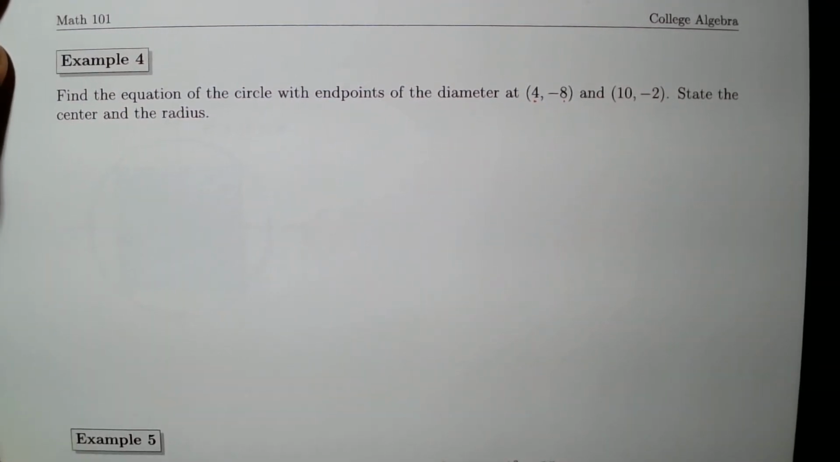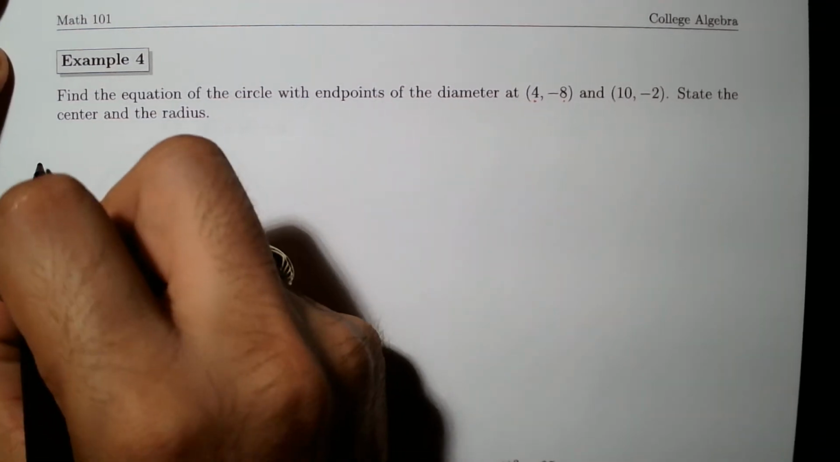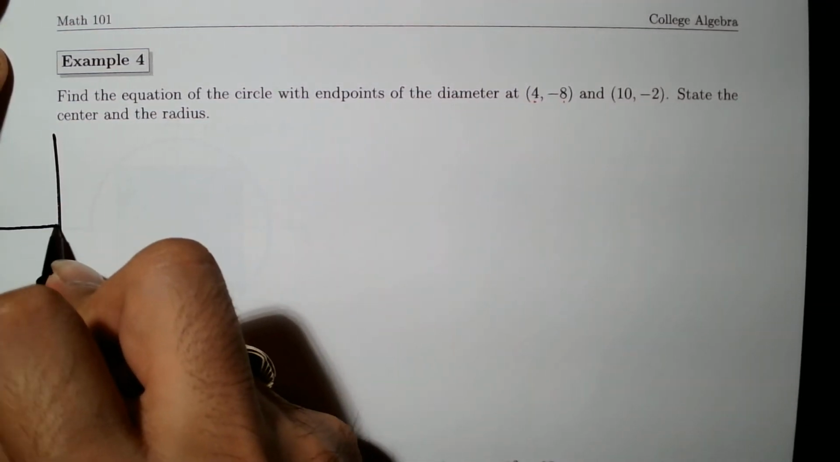State the center and the radius. Alright, so in order to get the equation of a circle, we need a center and a radius. Okay, so in this case, we don't have any of them. Let's draw a picture. It might be a good idea to draw a picture here.